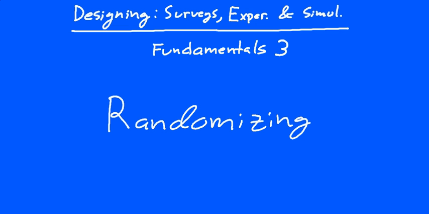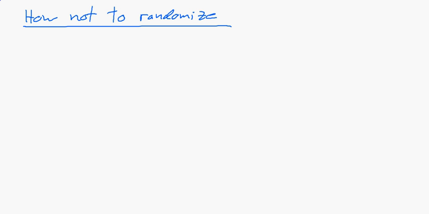How do we actually create a random selection? Well, we're going to figure out a couple ways to produce randomization. But first, what we want to do is talk just briefly about how not to randomize.